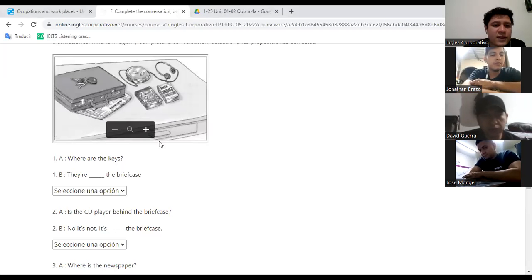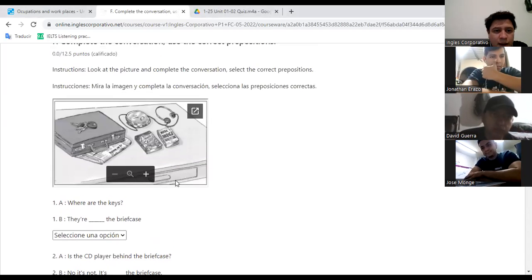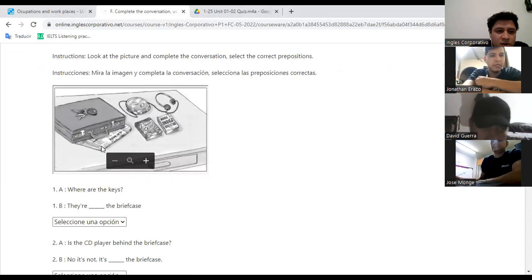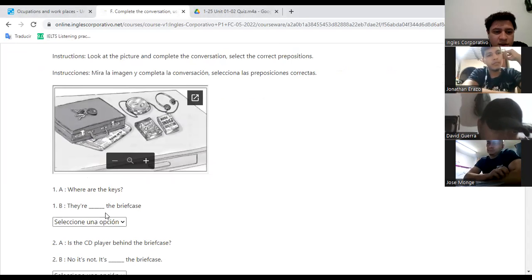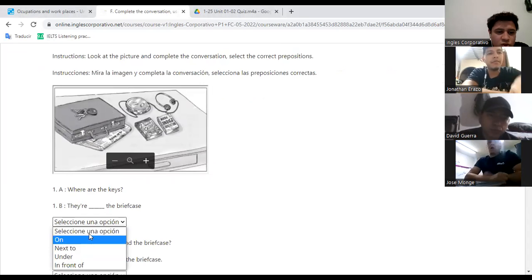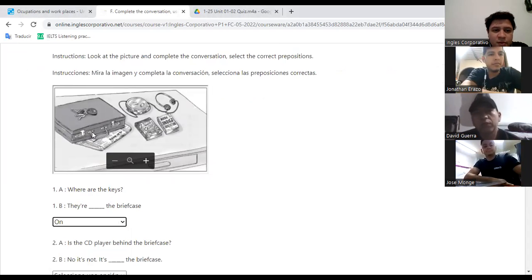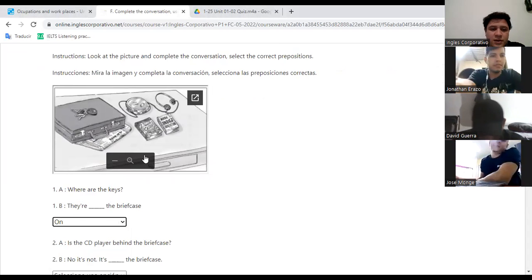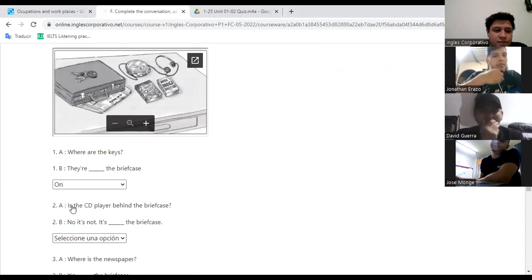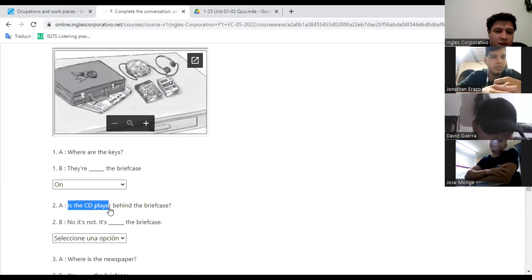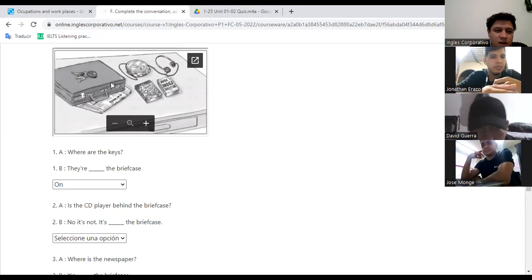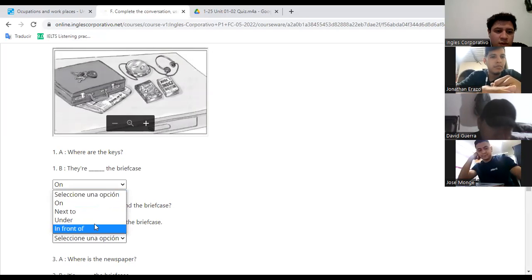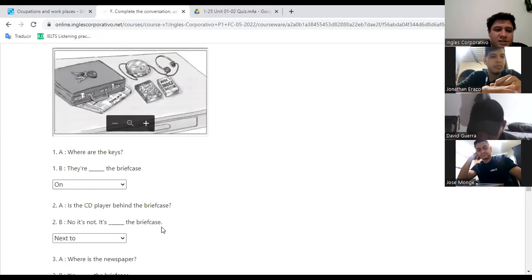So guys, now we have this picture, right? Tenemos esta imagen, okay? So let's see. Where are the keys? Dice, ¿dónde están las llaves? They are where, guys? Which one? On the briefcase. Briefcase, okay? Maletín. Now let's see. Is the CD player behind the briefcase? Okay, let's see. No, it's not. It's next to the briefcase. Perfect.